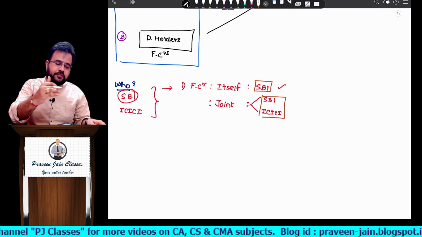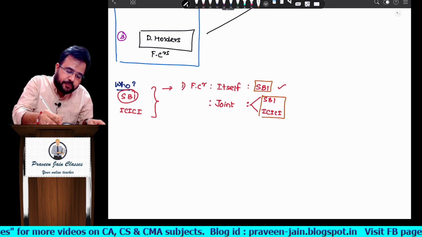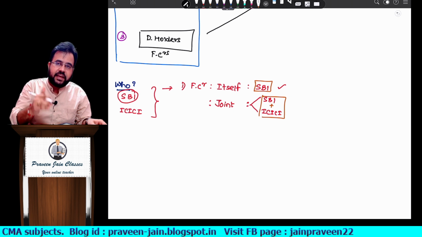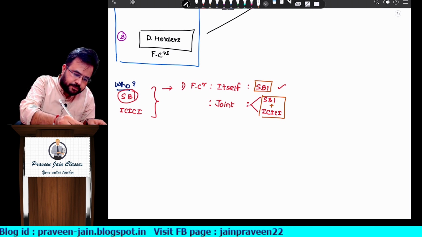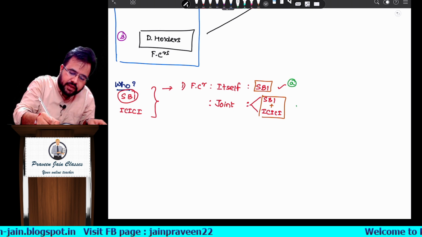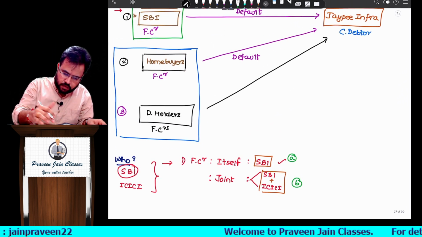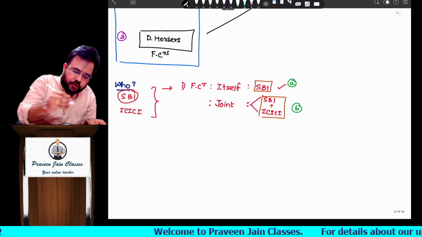So the SBI model is also allowed, or SBI along with ICICI Bank, if they want to file an application for CIRP, sir, this is also allowed. So both ways the application can be filed, sir. I hope you understood this point, sir. Okay. Now, sir, the next point I want to discuss.